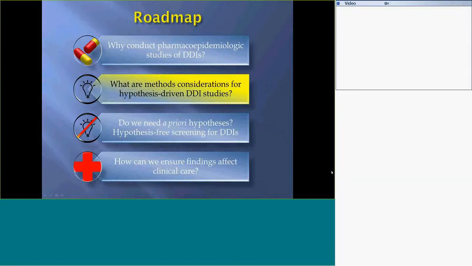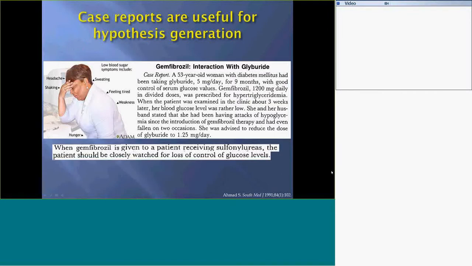I now want to talk briefly about methods considerations for drug-drug interaction studies when we have a specific hypothesis in mind. And I'd like to start by focusing on this case report. So as I mentioned earlier, case reports, while not very useful for determining cause, can be useful for hypothesis generation.